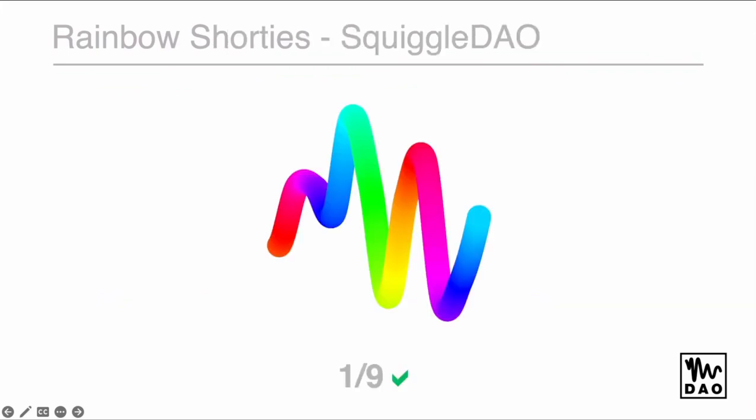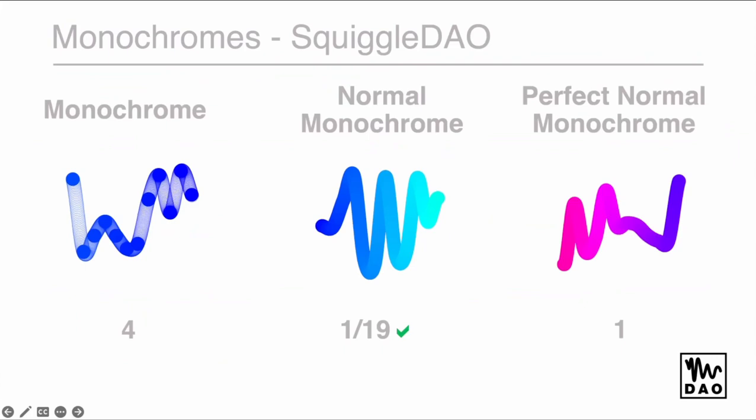Luckily, we have one of the 9 rainbow shorties, and this was a contribution during the 2 contribution rounds we did during April and May 2021. So we didn't need to purchase this one. And for the monochromes, we purchased one of the normal monochromes, one of the 19 normal monochromes, for 6.5 ETH. We think that it complements our collection really well and adds a little bit of that story to tell if we are showing someone our collection. So that's why we purchased this specific piece.